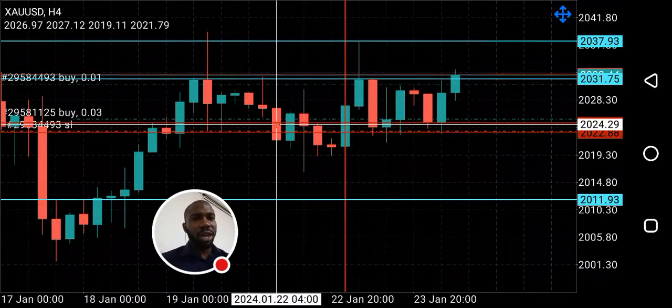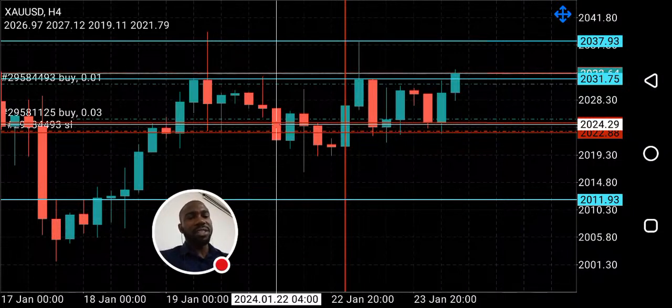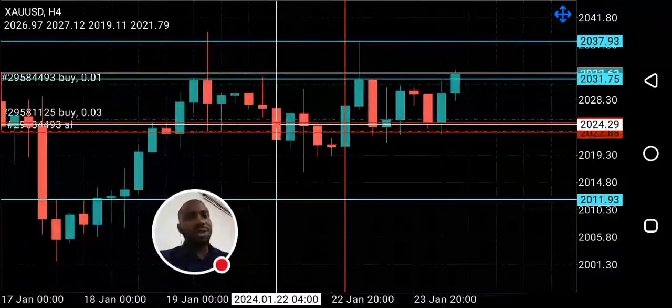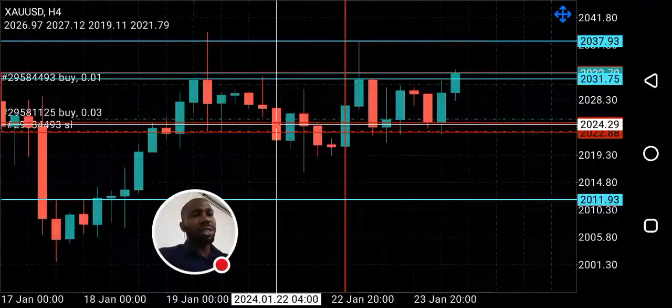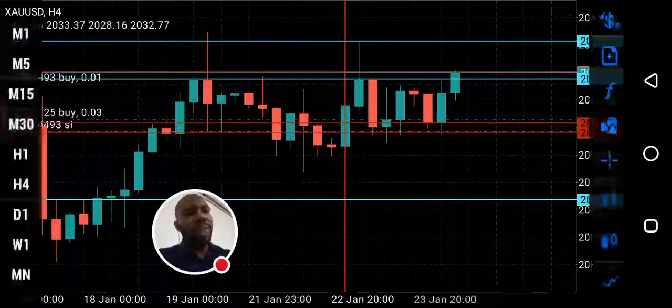That's a strong indication that we have more buyers in the market. It's an indication that demand is increasing and supply is decreasing. So when demand is increasing and supply is decreasing, what do you look out for? You look out for buy opportunity. So I'm expecting gold to clear this previous high.